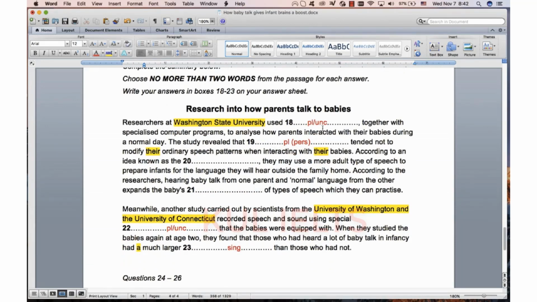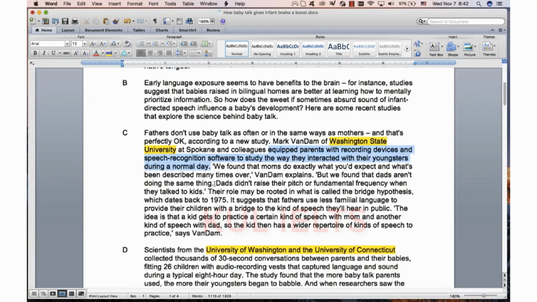Researchers used something together with specialized computer programs to analyze how parents interacted with their babies during a normal day. Is it description of the study or is it results of the study? Of course, it's description of the study. So that's the description of the study. Here it says we found that, that's results. So our answer is somewhere in here.